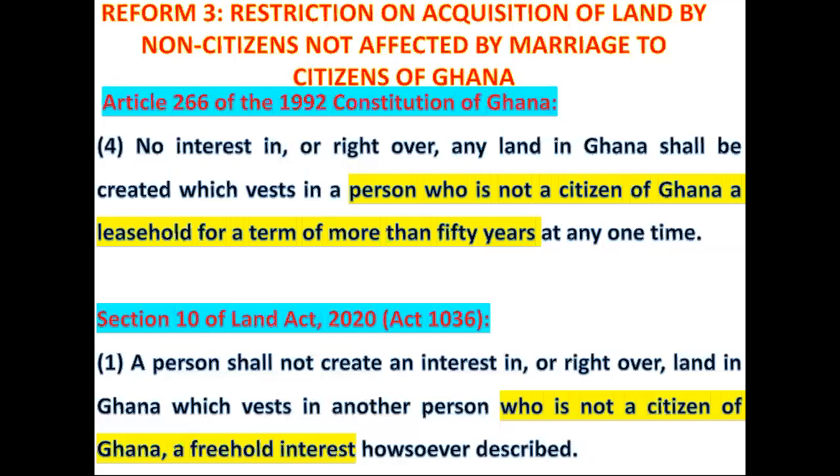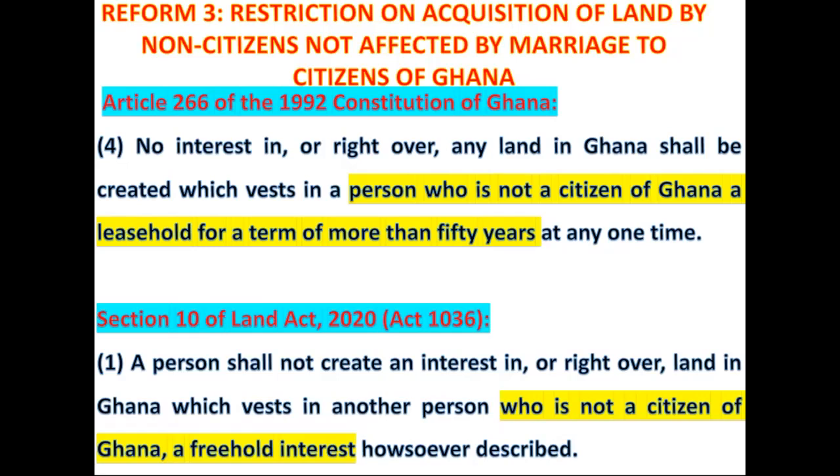So that is the second reform that we have discussed that has been introduced by the Land Act of 2020, Act 1036. It's the reform in relation to the prohibition of the creation of freehold interest in family land. But remember that even though we have prohibited the creation of freehold interest in family land, that prohibition shall not affect the rights of a subject to acquire the usufructuary interest.